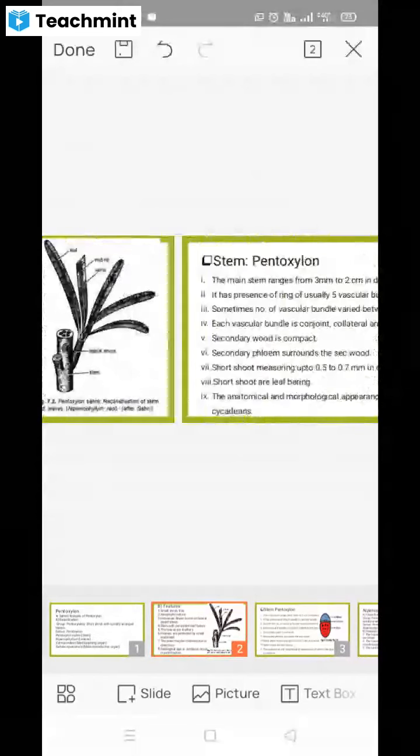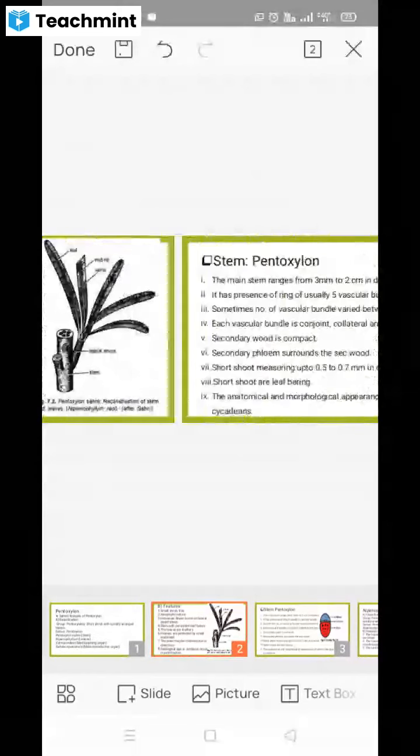Here secondary growth means there is the addition of vascular ring and cambium ring. So in Pentoxylon, the secondary wood is compactly formed. Then the next character is the short shoot measuring 0.5 to 0.7 millimeter in diameter. This short shoot is leaf bearing.